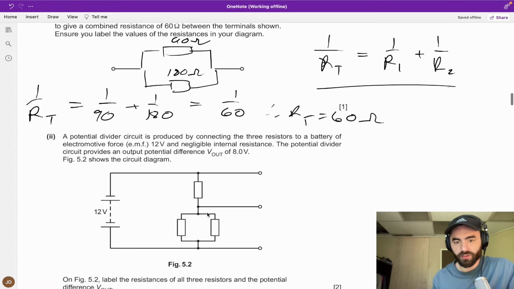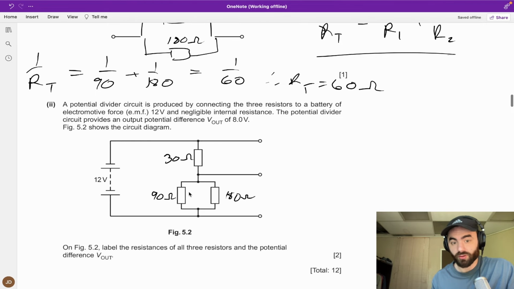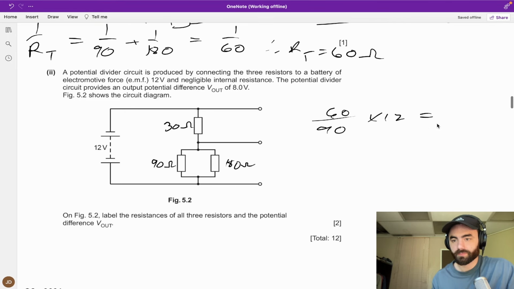But let's say if I was to put these 2 here, 90, 180, and then 30 here. Well, this total resistance here is 60, and this total resistance here is 30. And so the total resistance across the whole thing is 90. All right, 30 plus 60. And as a ratio, 60 divided by 90 times 12, well, this is going to give us 8. That means this output is going to equal 8 volts here.